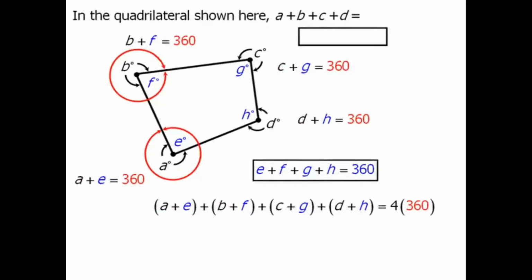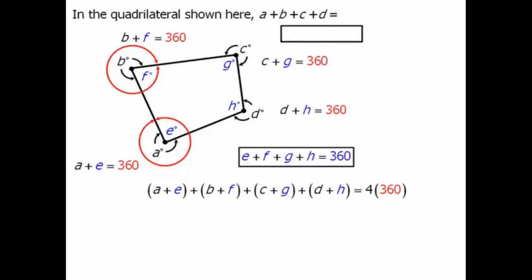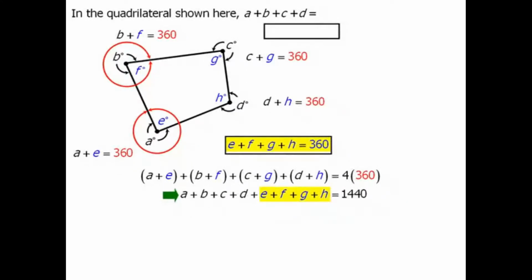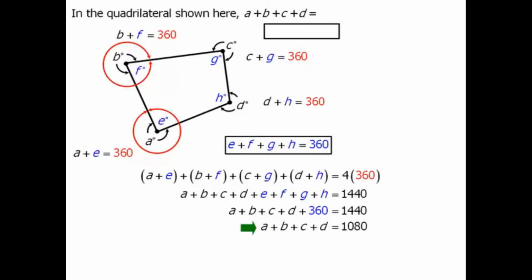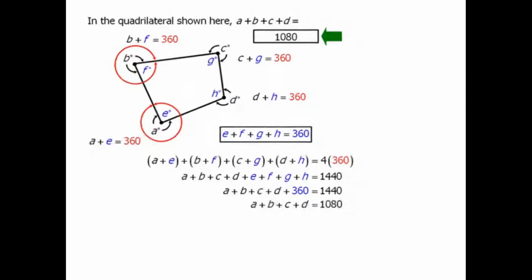From here, we're almost done. If we take the left-hand side here and rearrange the terms, we get the following. Notice that this sum happens to equal 360, so we can replace it with 360. From here, when we subtract 360 from both sides of our equation, we get A plus B plus C plus D equals 1080. So our answer, which will be up here, is equal to 1080.